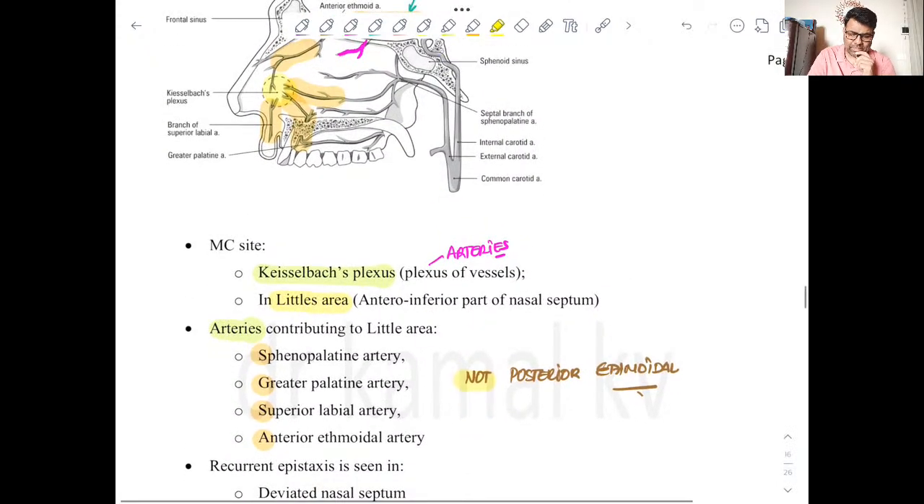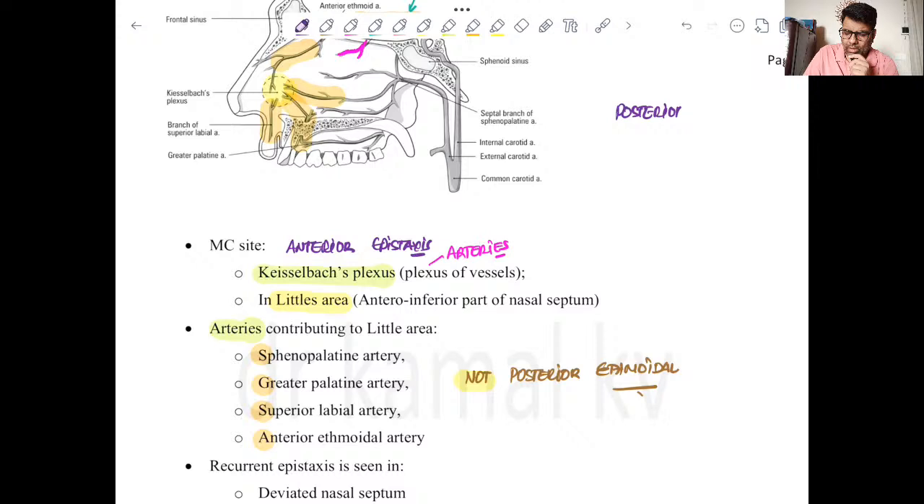And this is anterior epistaxis actually, and posterior is through Woodruff's plexus, which is a venous connection. So this is Woodruff's plexus, and this is a venous blood in epistaxis, clear?